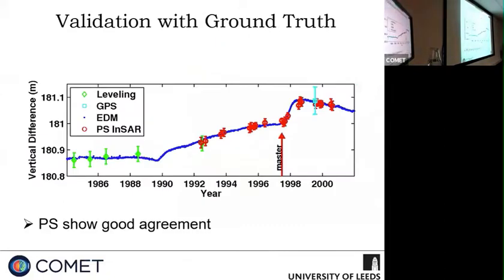So validation with some ground truth is what we're measuring, to see what's actually happening. These green points here are leveling results. These red points are InSAR points. GPS, we don't have a whole lot of GPS, but they're on this one. And then we have EDM, electronic distance measurement, I think it stands for. It's basically two poles, and you measure the distance between them, and you do that consistently over time. And you can see all of the results match up quite nicely. InSAR follows the EDM measurements very nicely. So we have good agreement between the results.